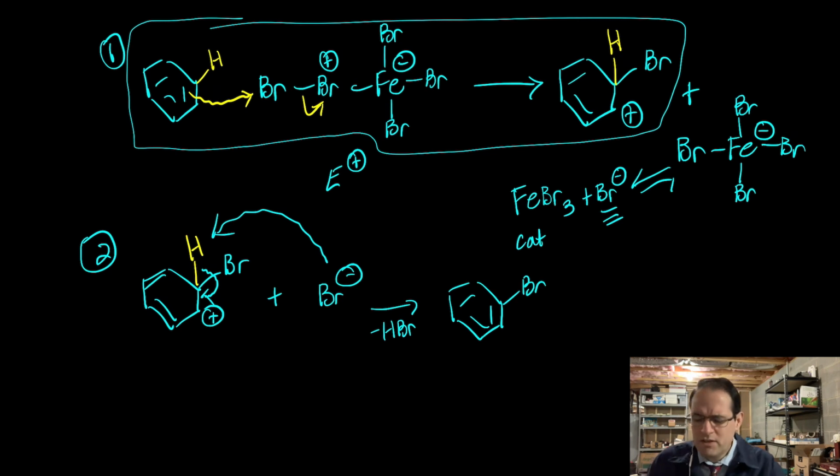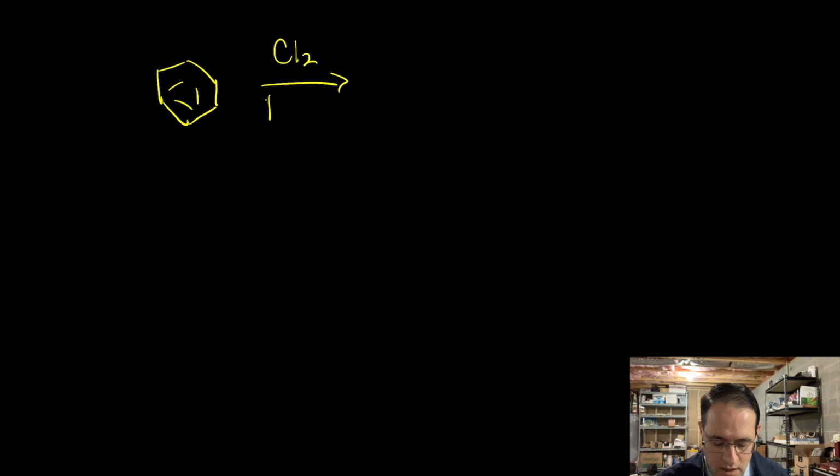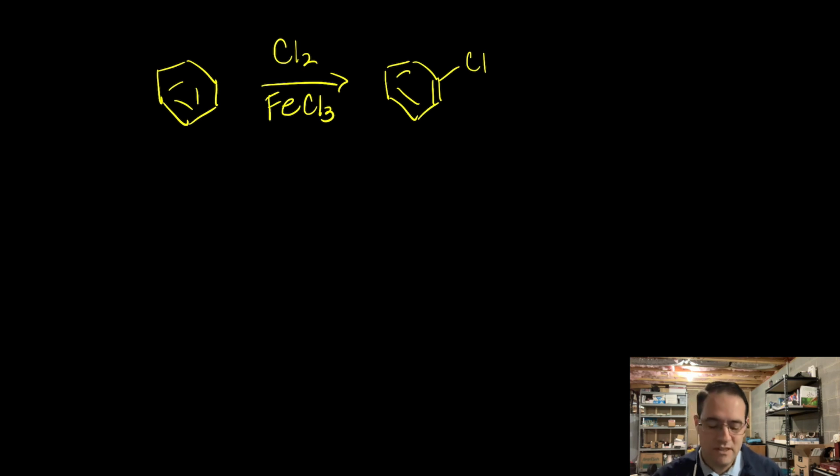Now chlorine works in exactly the same way. I will just show you what that looks like here without going through the mechanism. But if you have benzene, for example, and we treat this with chlorine, now we want to use FeCl3 because we don't want bromine attacking or getting attacked. So we use FeCl3, and this gives us chlorobenzene, and you know, HCl would be evolved, right? So I'll balance this chemical equation here in case you're curious about that.